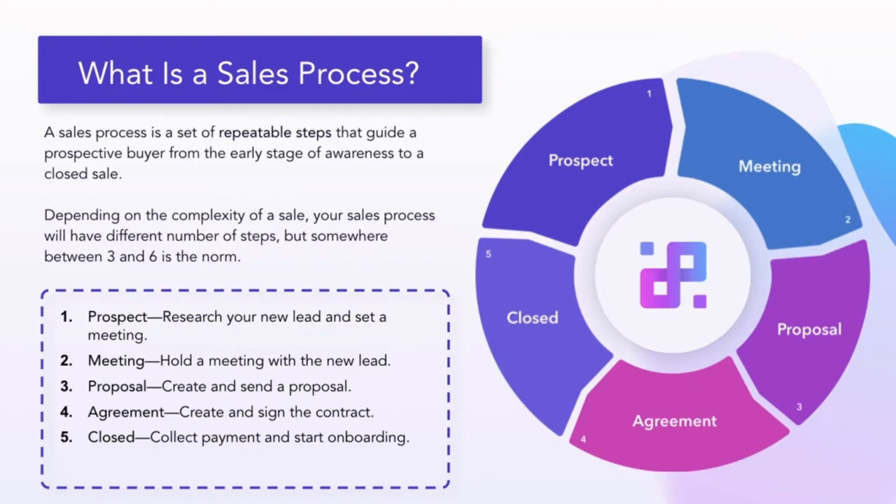Step 3. Proposal. If you decide that your new lead qualifies for the proposal, this is where you get to create it and send it to them. Step 4. Agreement. This is where you follow up on your proposal, perhaps schedule another meeting, and send your client the contract for your future cooperation. Step 5. Closed. You officially close your client once they have agreed to your terms and signed the contract. When that's done, you need to set up everything for the onboarding process.